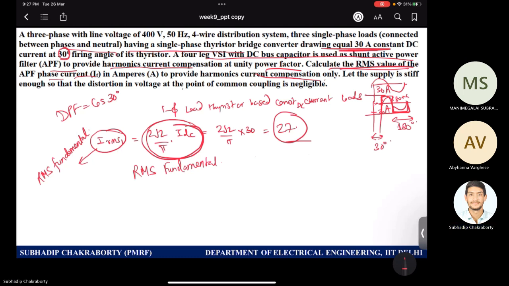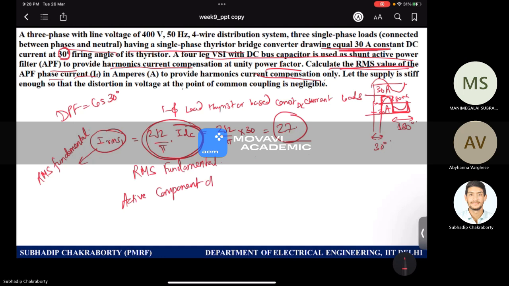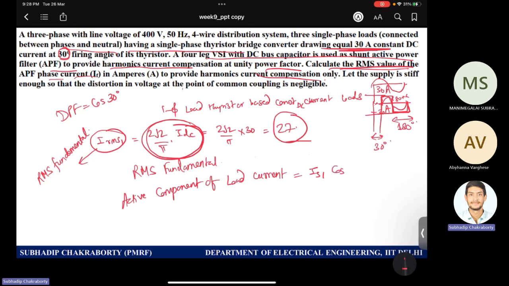Cos alpha. So if you want to find out the active component of load current, I can tell. The active component of load current is IS1 cos alpha, which is 27 times cos alpha.